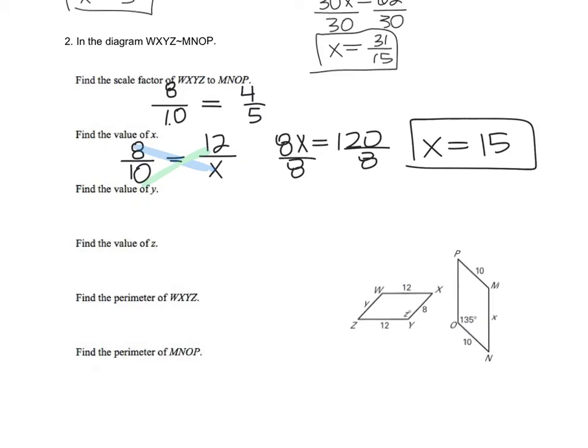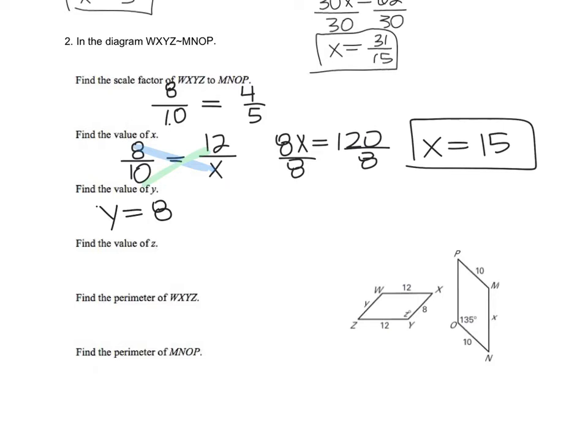Now we want to find the value of y. Y is the side opposite XY. And because from our figures we know that the opposite sides are congruent, I know that y has to equal 8 because it's across from XY, which we know has a length of 8.